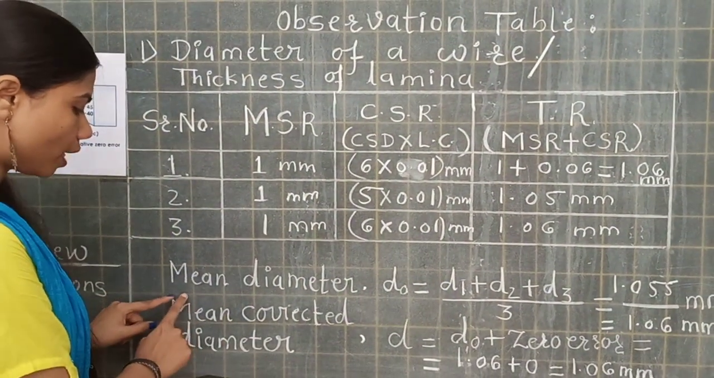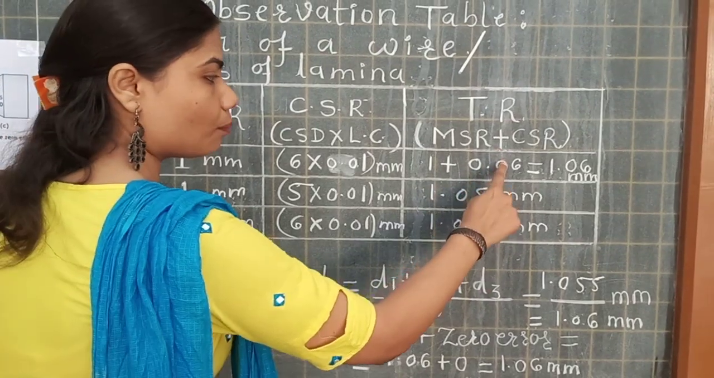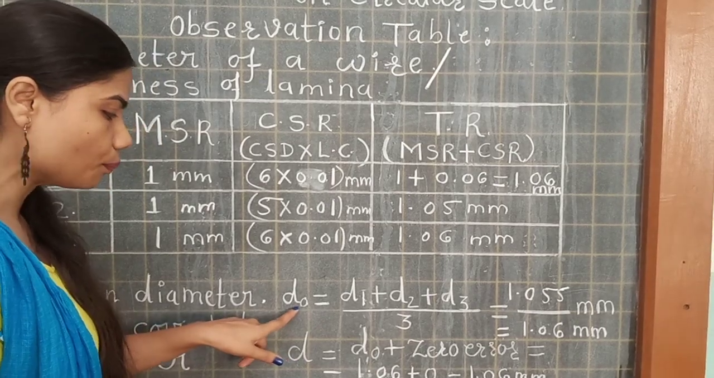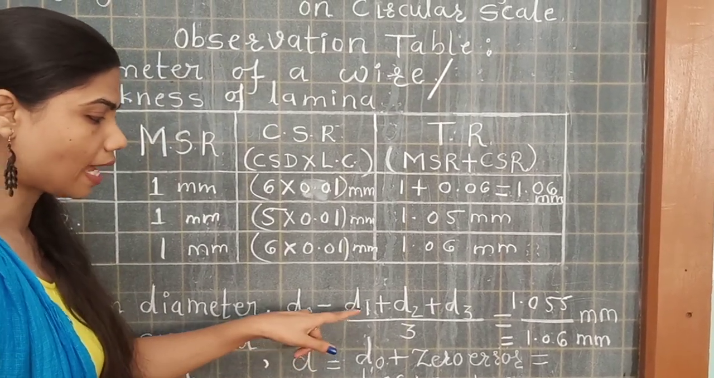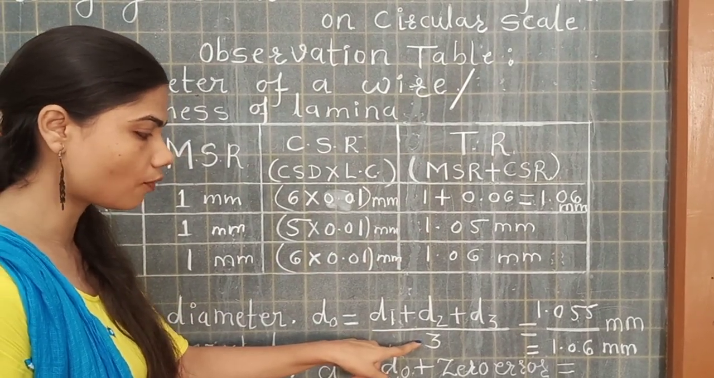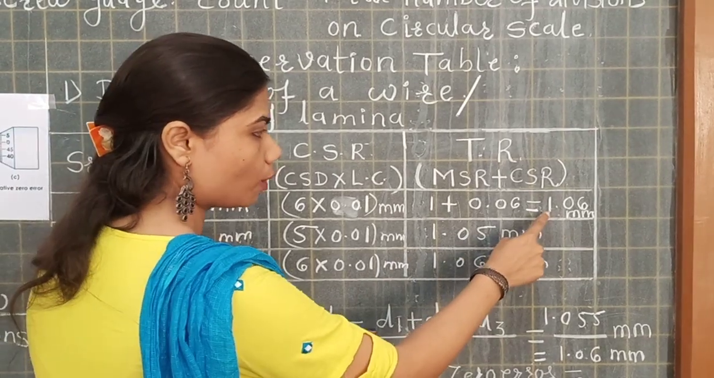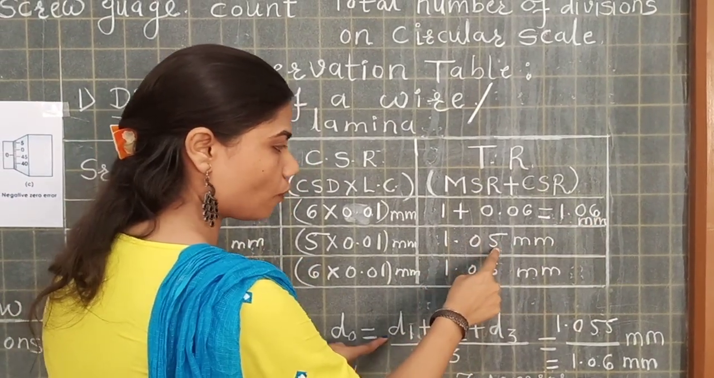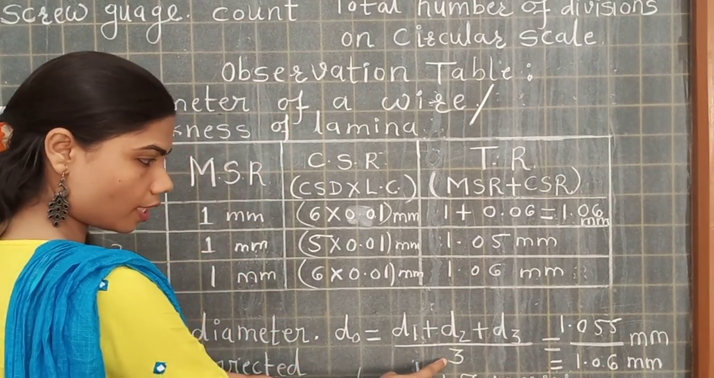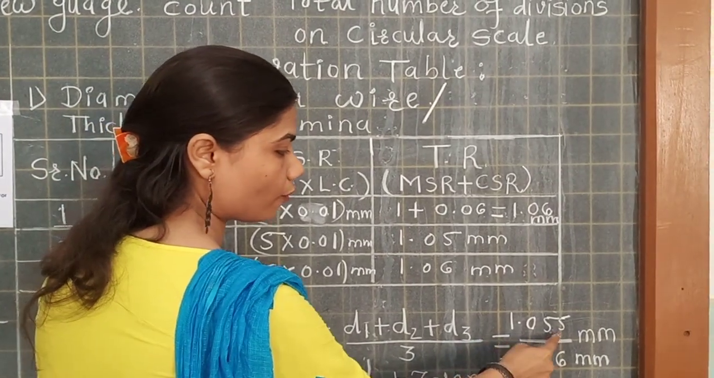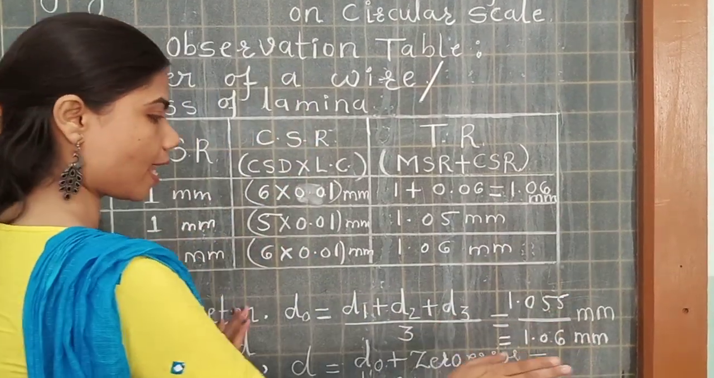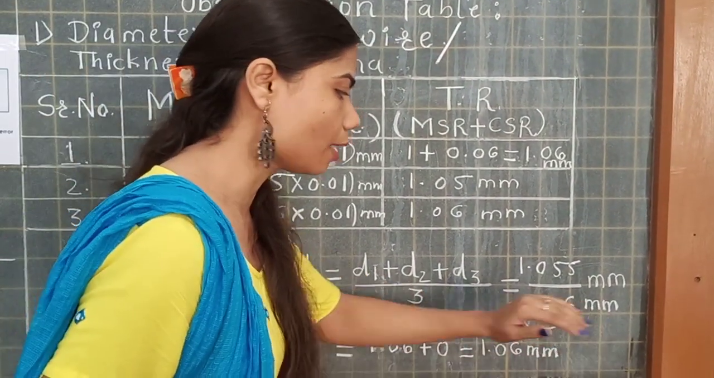Now next you have to pay attention to the mean diameter. You have to take the mean of all the readings. As I have 3 readings here, the mean diameter of this wire is D1 plus D2 plus D3 divided by the total number of readings, that is 3. So D1 is 1.06 mm plus 1.05 mm plus 1.06 mm, divided by the total number of observations, 3. It is equivalent to 1.055 mm, rounded off to 1.06 millimeter. Yes, so this is the mean diameter of the wire.